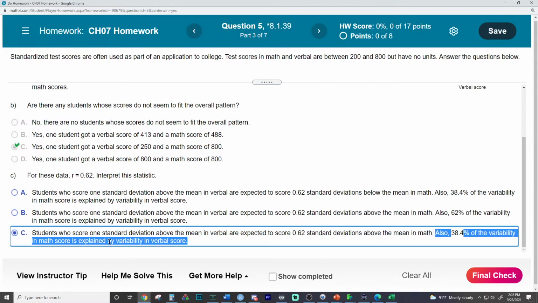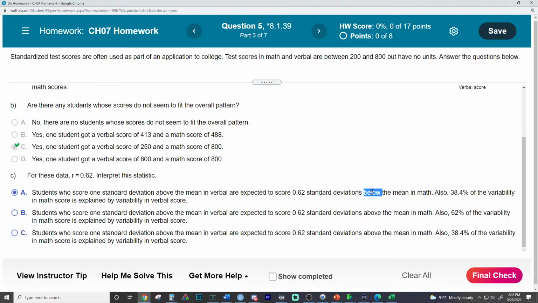And let's see what the other one says. Students who score 1 standard deviation above are expected to score standard deviation above. This is the positive or negative relationship right here.